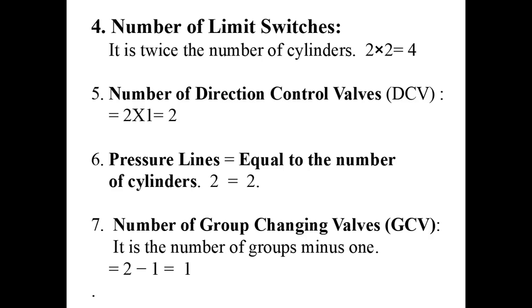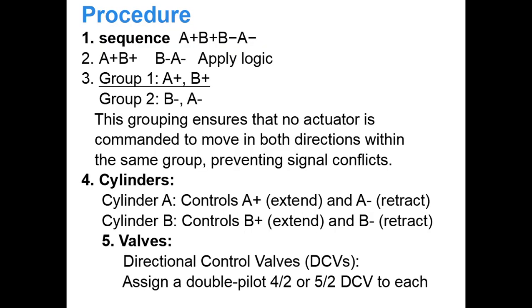The number of cylinders is twice the number of cylinders, 2 into 2 is equal to 4. The number of direction control valves, 2 into 1 is equal to 2. The pressure lines, here we can use equal to the number of cylinders, that's why 2 is equal to 2. The number of group changeover valves, which we are calling a cascade valve, is the number of groups minus 1, that is equal to 1. That is, one cascade valve will be there.